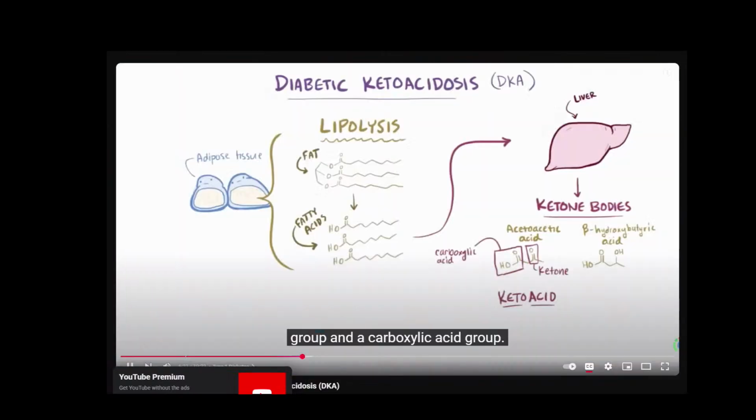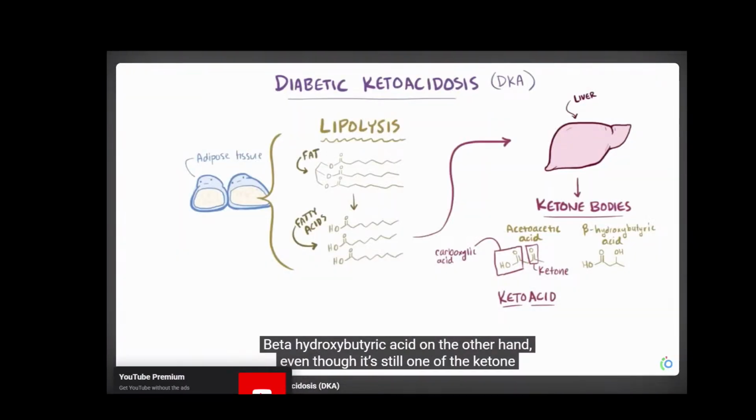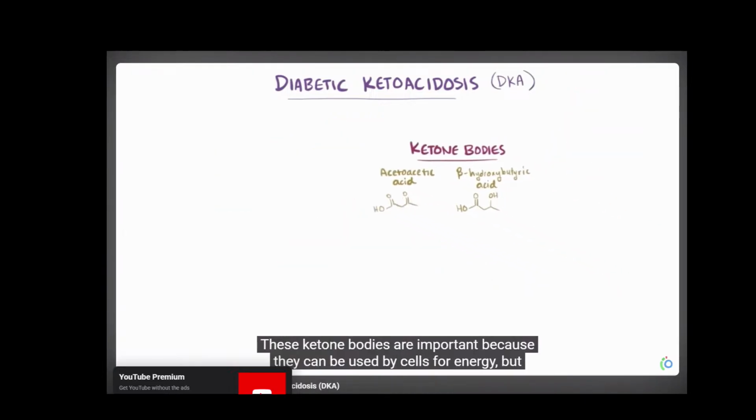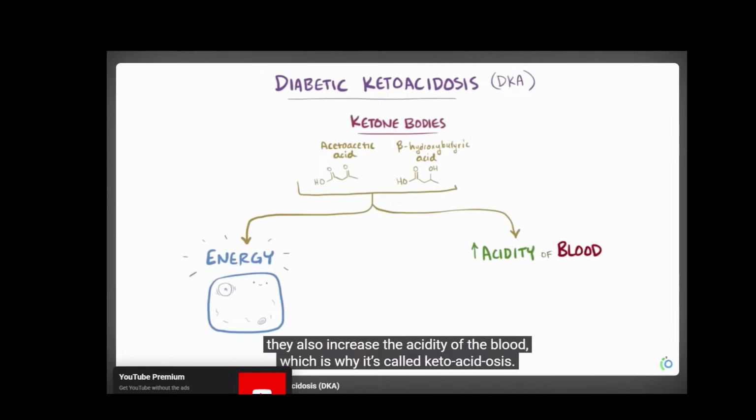Beta-hydroxybutyric acid, on the other hand, even though it's still one of the ketone bodies, isn't technically a keto acid, since its ketone group has been reduced to a hydroxyl group. These ketone bodies are important because they can be used by cells for energy, but they also increase the acidity of the blood, which is why it's called ketoacidosis.